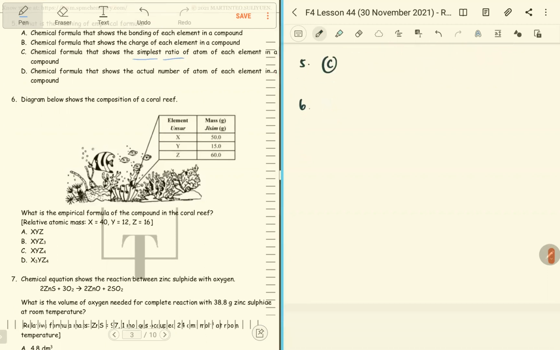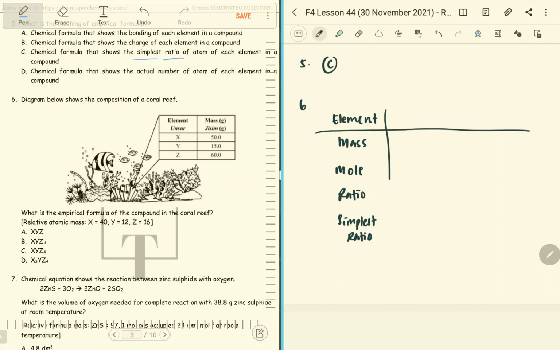Question number 6, empirical formula. We have not been doing this for a very long time, so I hope you still remember how to do it. How do we calculate the empirical formula? We want to use a table. Everything makes mom run slow. It's just a table with 5 rows. We want to do it one by one.